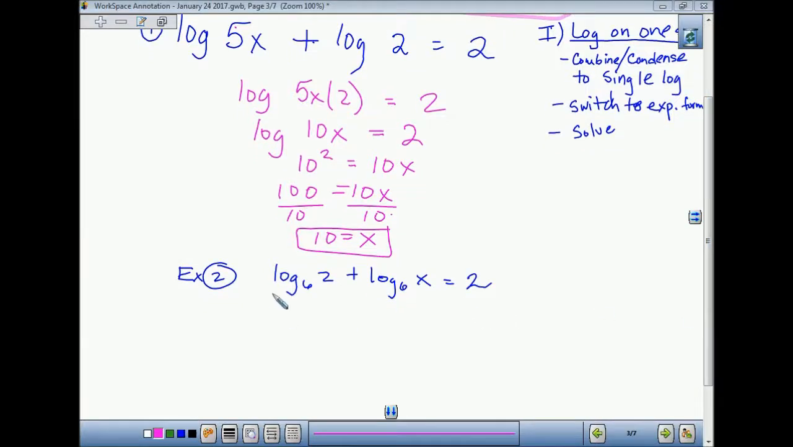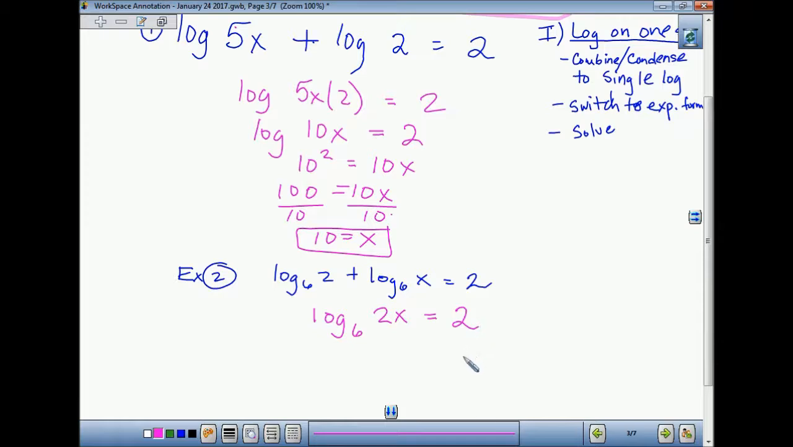Same type problem, same type concept. Condense to a single log first because we have logs on one side. So as a single log, this becomes log, what's the base? 6. Now, when I condense this, what do I do with the 2 and the x? Multiply them. So I get 2x equals 2. Easy money. So that is step 1.